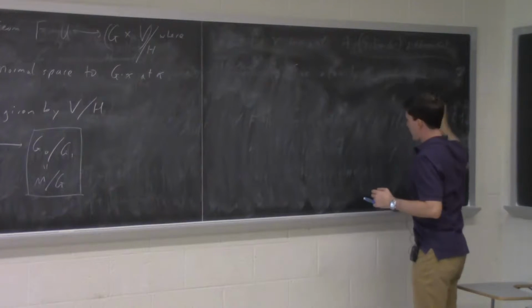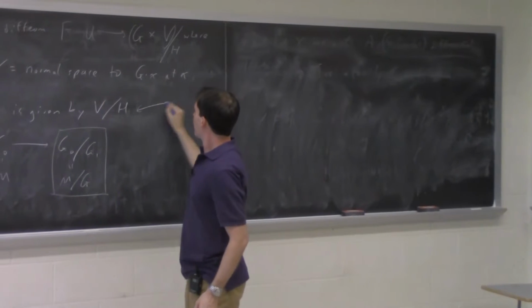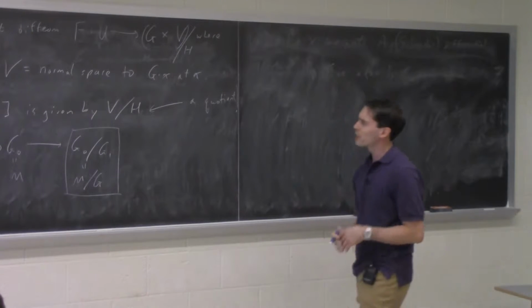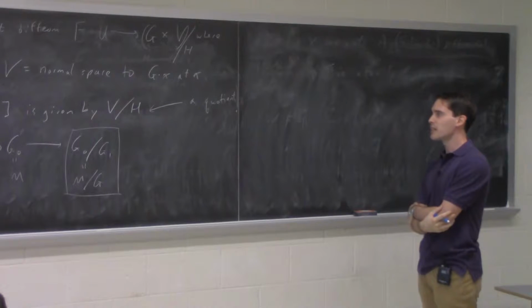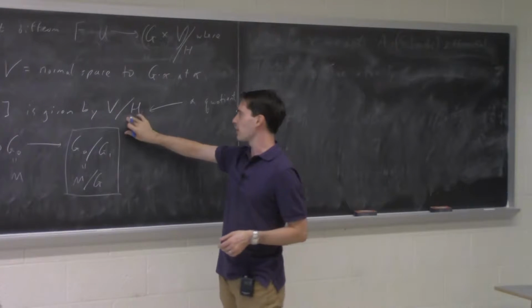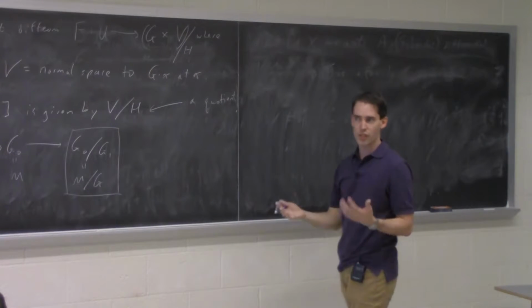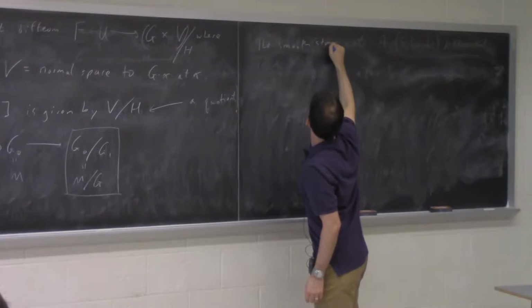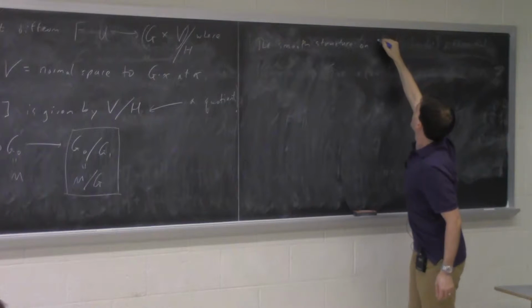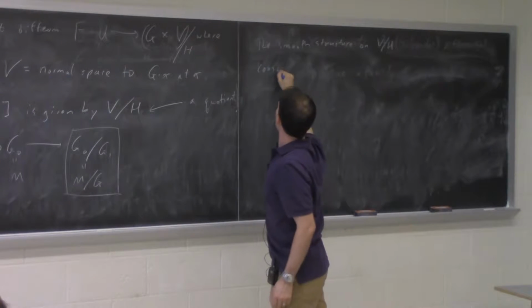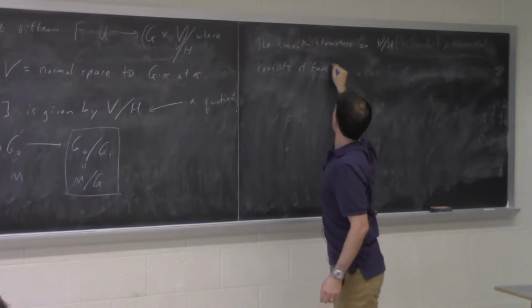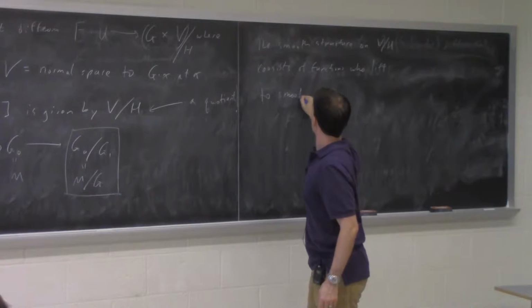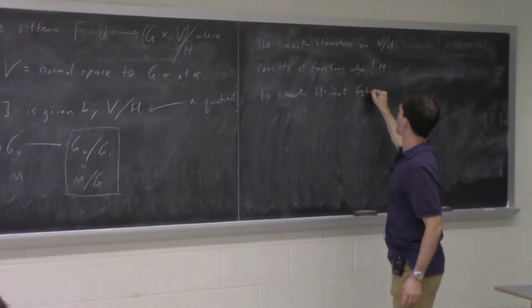So that's a quotient. I'm interested in the fact that this is a quotient. What type of smooth structure does this get? It's the functions on here that lift to H invariant smooth functions upstairs. This is the standard thing. So the smooth structure on V mod H consists of functions which lift to smooth invariant functions upstairs.